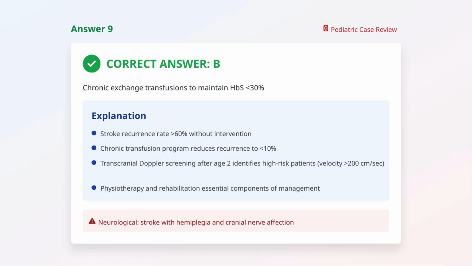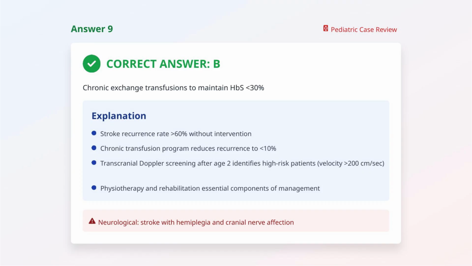The correct answer is B. Chronic exchange transfusions to maintain hemoglobin S less than 30% is the appropriate long-term management for this child with stroke. Without intervention, the stroke recurrence rate is greater than 60%. A chronic transfusion program reduces recurrence to less than 10%.